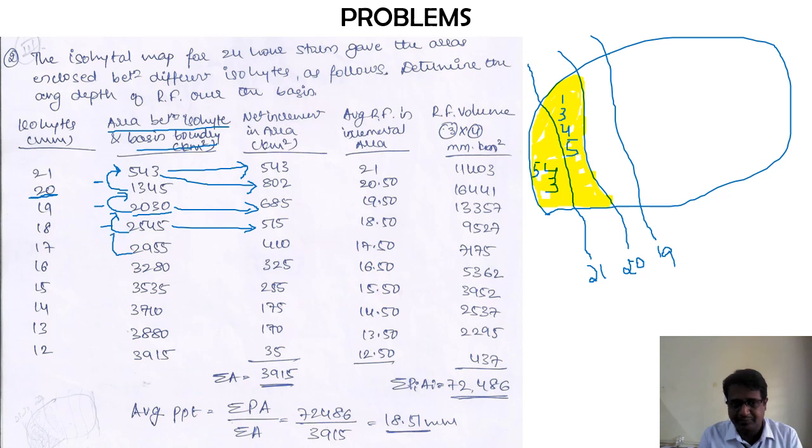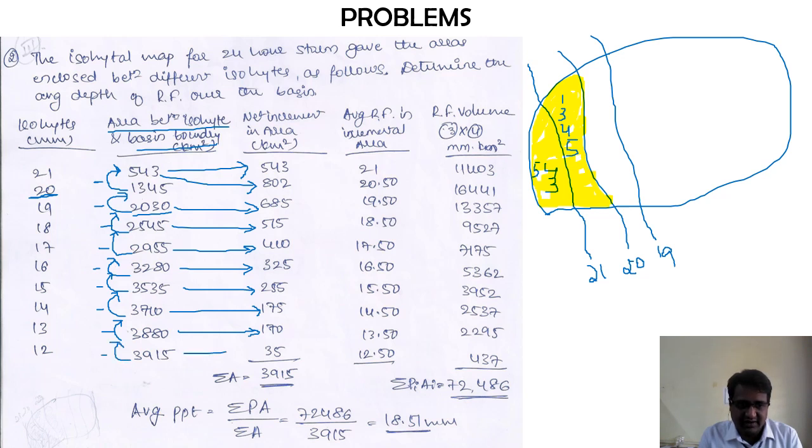Similarly, 2955 minus 2545 will come as 410. Similarly, 3280 minus 2955 will come as 325. Similarly, 3535 minus 3280 will come as 255. Similarly, 3710 minus 3535 will come as 175. Similarly, 3880 minus 3710 will come as 170, and finally 3915 minus 3880 will come as 35. This is how you can determine the effective areas for each of the sections.